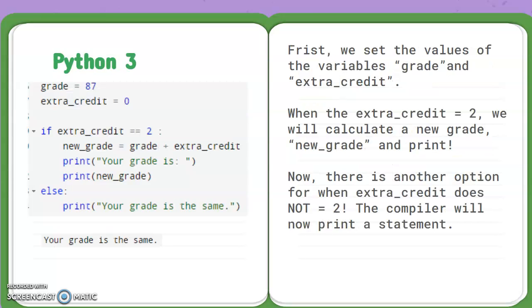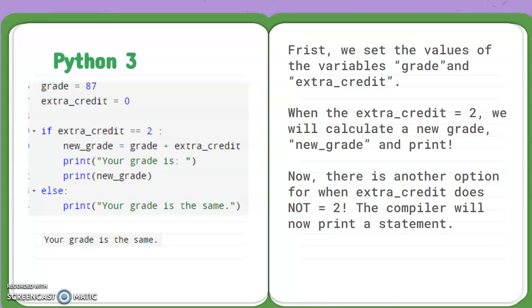In Python 3, first we set the variables grade and extra credit. When the extra credit equals 2, we're going to calculate the new grade and print. However, now there is another option for when it is not equal to 2. So here I have my grade as 87 and my extra credit is 0.